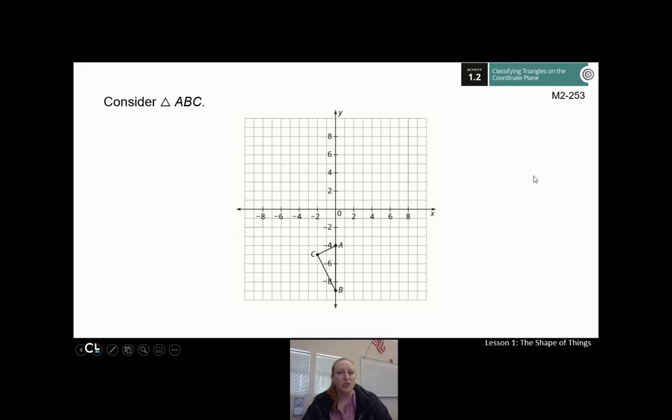So here we have triangle ABC. Try points A, B, and C. You may even want to make a quick note of what those points are. That wouldn't be the worst idea in the world. It looks like A is at (0, -4). It looks like B is at (0, -9). And it looks like C is at -2. I had to go left 2, down 5, so it's a -5. So that just might be helpful to you to have that written down as you go.